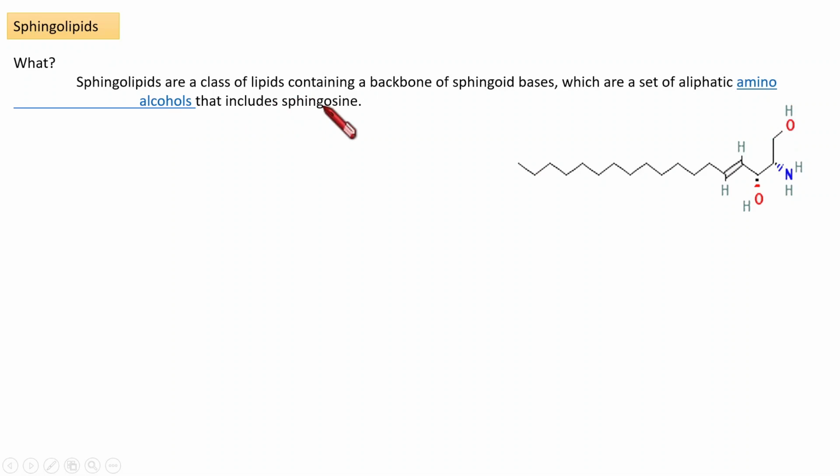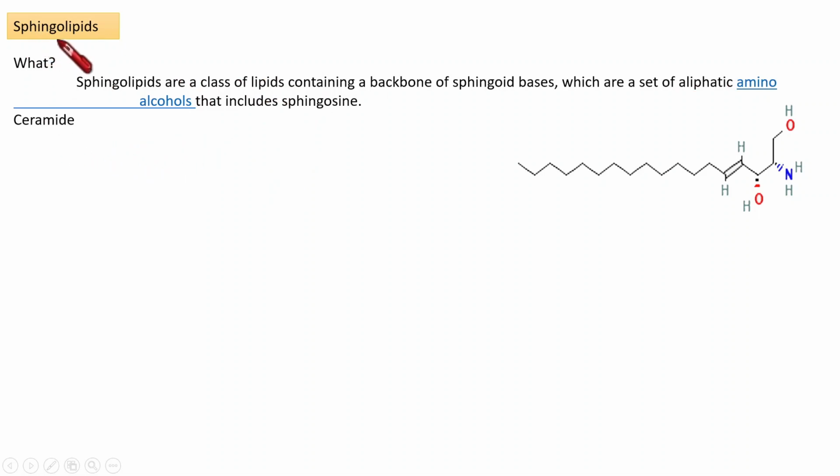Its name is sphingosine. Instead of glycerol, what type of alcohol is present in sphingosine? Aliphatic amino alcohol. This picture is shown here. Aliphatic, straight chain, then an amino group is there, and also alcohol. Amino alcohol, aliphatic amino alcohol. An example of an aliphatic amino alcohol is sphingosine. So a sphingosine-containing lipid forms sphingolipids.